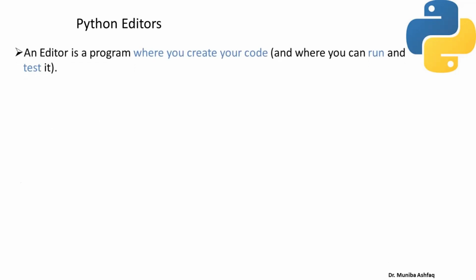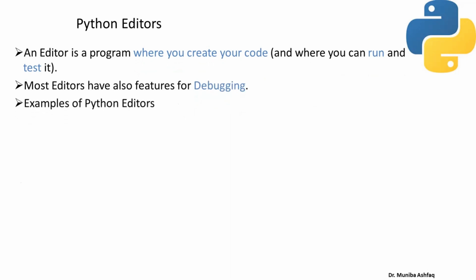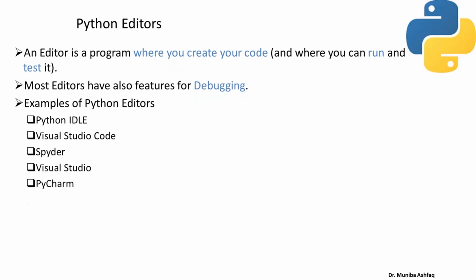Now we will talk about Python editors. An editor is a program where you create your code and where you can run and test it. Most editors also have features for debugging. Examples of Python editors: Python IDLE, Visual Studio Code, Spyder, Visual Studio, PyCharm, Wing Python IDE, Jupyter Notebook, Google Colaboratory.